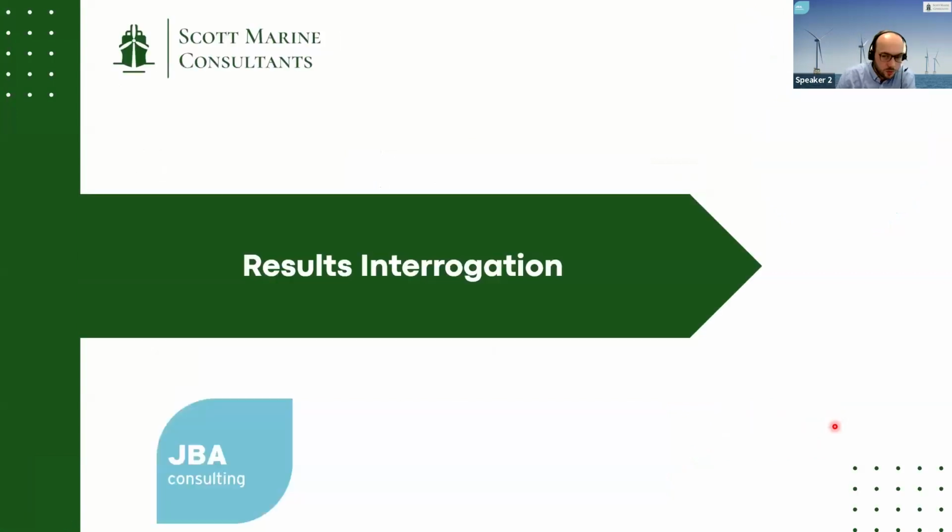I think it's always very important whenever we do this sort of analysis that we do an interrogation into the results. It's very important that we understand fully what's going on in these analyses. We want to make sure that they're running correctly, and also that we're drawing the right conclusions from this analysis. So I'm just going to very quickly show a little example of some of the results interrogation that we would typically do on such an analysis.